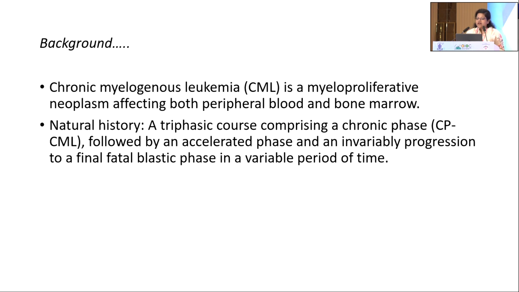A little background knowledge: chronic myelogenous leukemia is a myeloproliferative neoplasm affecting both peripheral blood and bone marrow. Natural history: usually it follows a triphasic course, with a chronic phase followed by an accelerated phase, and invariably progression to a final fatal blastic phase over a variable period of time.